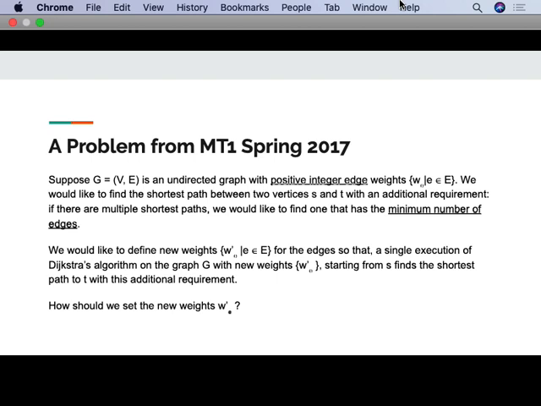So we would like to define a new weight W prime of E for edges so that a single execution of Dijkstra's algorithm on the graph G with these new weights, starting from S, will actually find the shortest path with the least number of edges. So it's already giving you a hint that you need to modify this graph, especially that you need to play around with the weights. I'll give you 3 minutes to think about how you could manipulate the weights such that you can tell which path has the least number of edges.